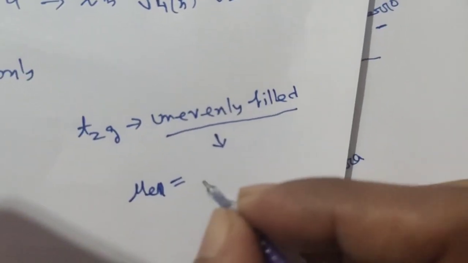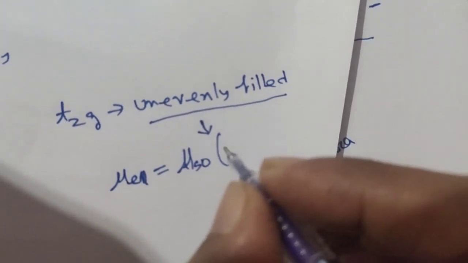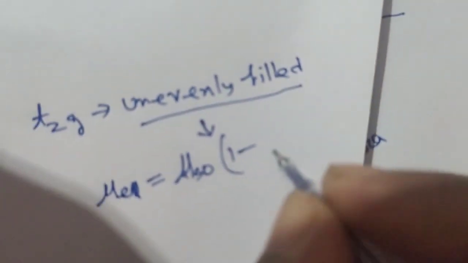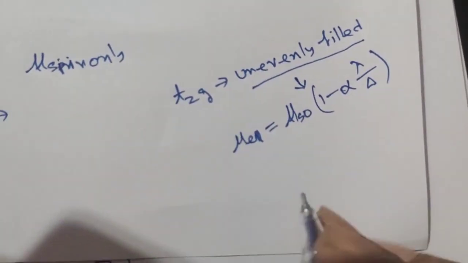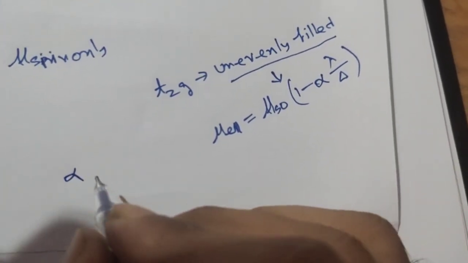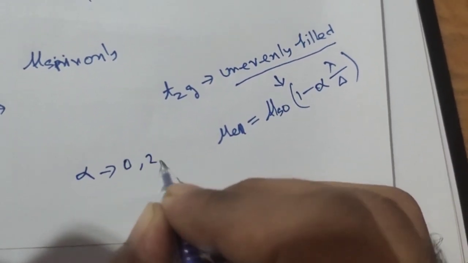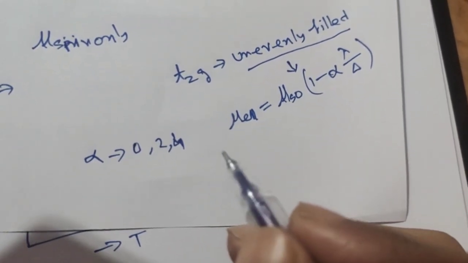The formula for the total mu effective is: we need to calculate it as mu spin only multiplied by 1 minus alpha lambda by delta. Here alpha is a constant. It has a value from 0 to 4 depending on the ground state term of the metal.